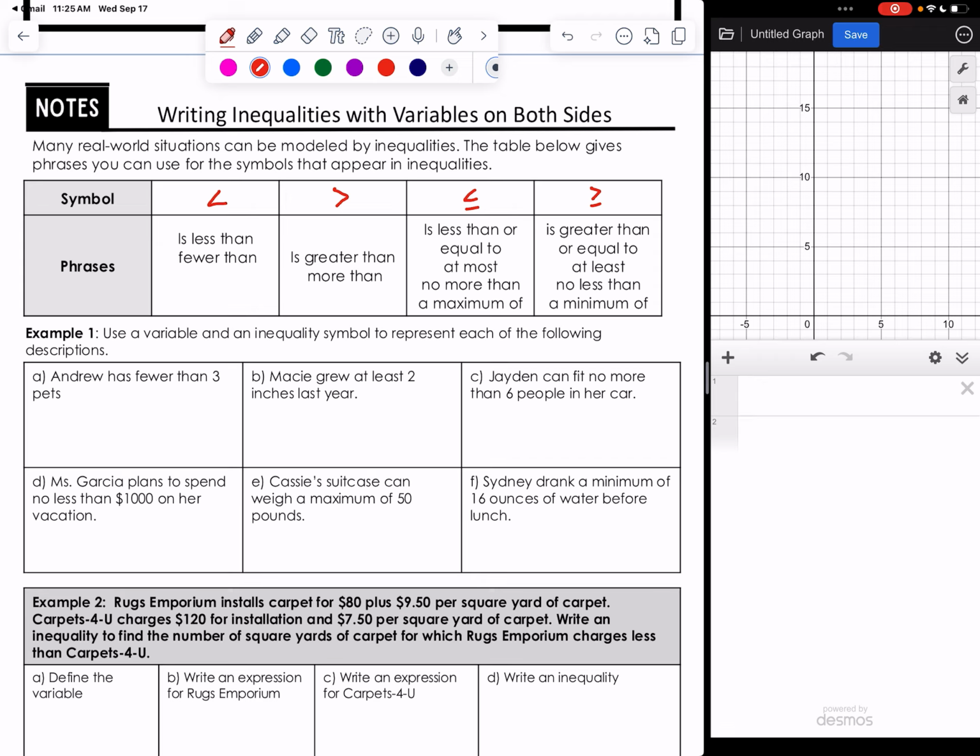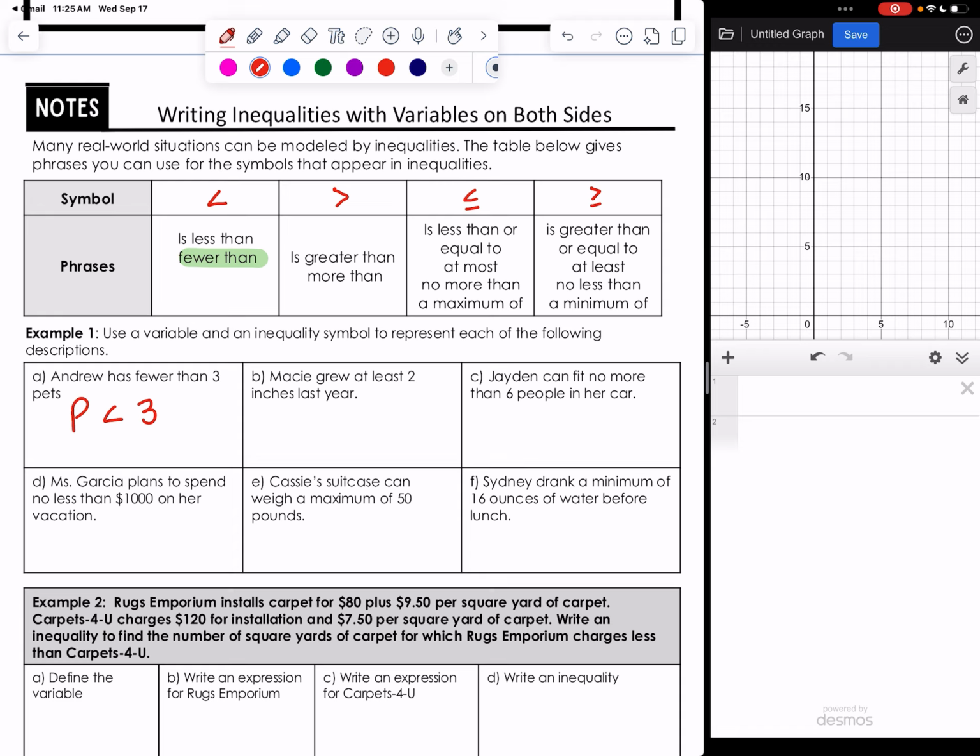So in problem A, it says Andrew has fewer than 3 pets. So I'm going to go up here and highlight fewer than. The symbol we use for fewer than is the less than symbol. So I'm going to use P to represent Andrew's number of pets, and he has fewer than 3 pets. So P, number of pets, is less than 3. So he could have 2 pets, 1 pet, or 0 pets.